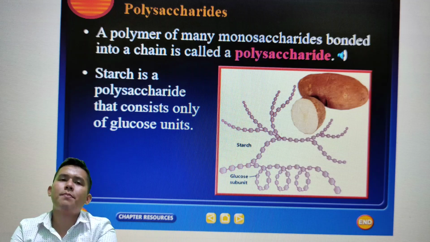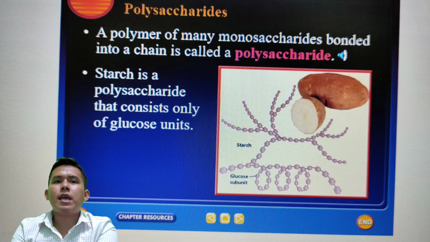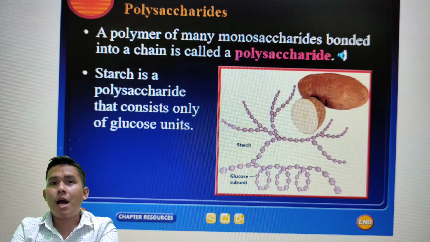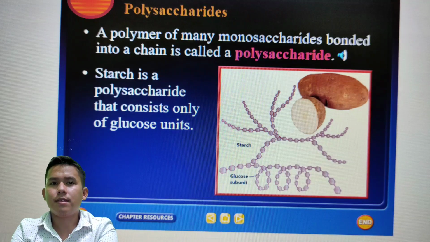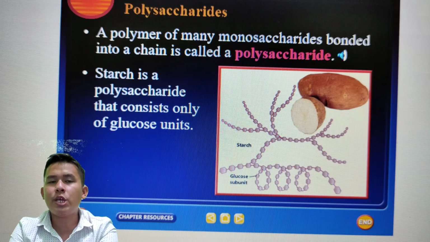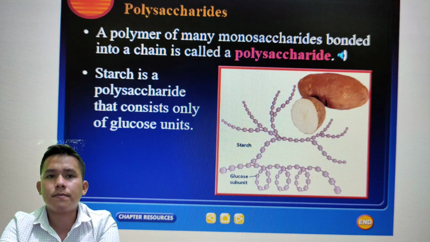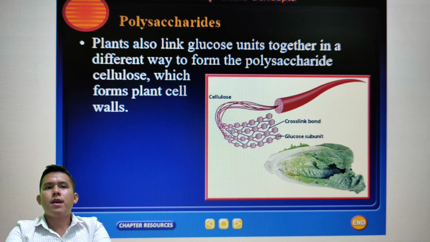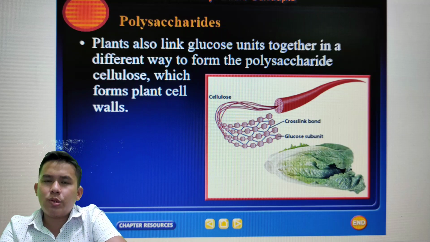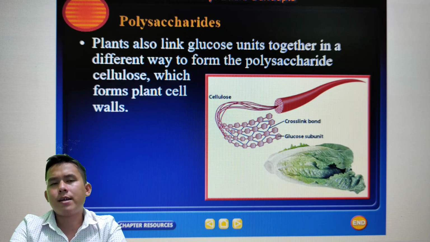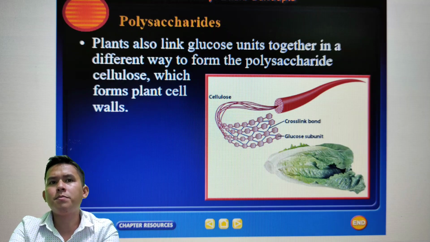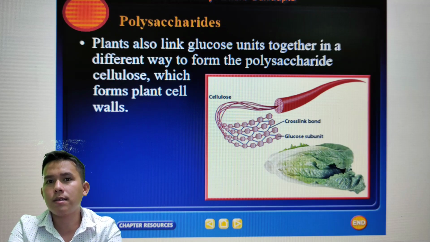Polysaccharides. A polymer of many monosaccharides bonded into a chain is called a polysaccharide. Starch is a polysaccharide that consists only of glucose units. Plants also link glucose units together in a different way to form the polysaccharide cellulose, which forms plant cell walls.